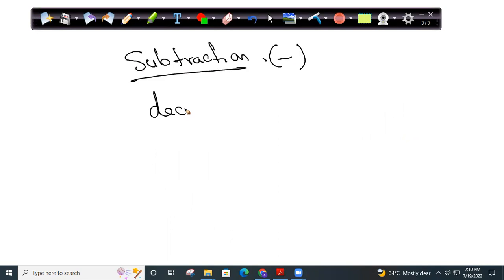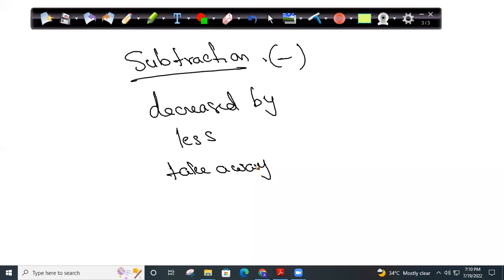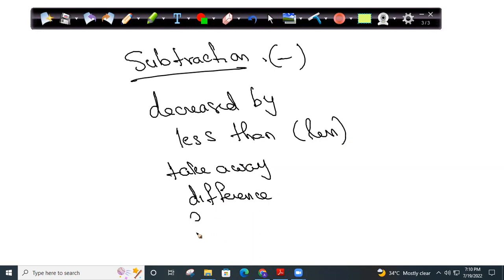Now for subtraction, what are the different English statements that I use to convert into subtraction? Whenever I see decreased by, it means subtraction. Less generally means subtraction. Taken away, take away, subtraction. Difference, the English meaning for difference is subtraction. Less or less than, both mean subtraction. We can also say fewer than. Leftover, remaining.